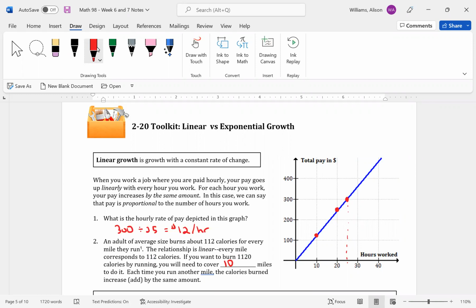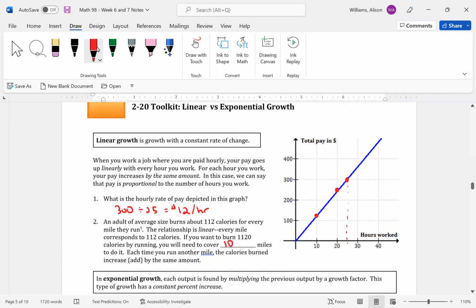Or I could just take 112 and keep adding 112 to it until I get to 1,120. Or I could divide 1,120 by 112, and that's going to give me 10. So 10 miles is what it's going to take.